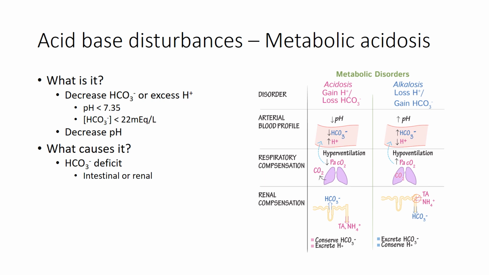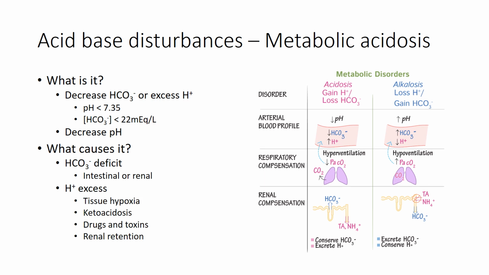diarrhea, right? You remember from anatomy and physiology that the pancreatic juice contains a lot of bicarbonate to neutralize the stomach acid, and if we have diarrhea, we can excrete too much bicarbonate in our fecal matter. Now, the renal origins might be that we are not reabsorbing enough bicarbonate in our nephron tubule.